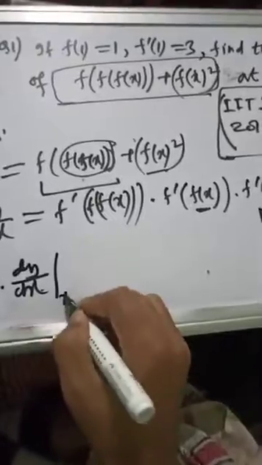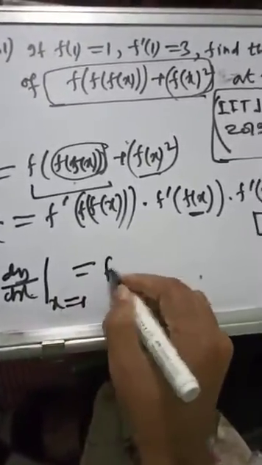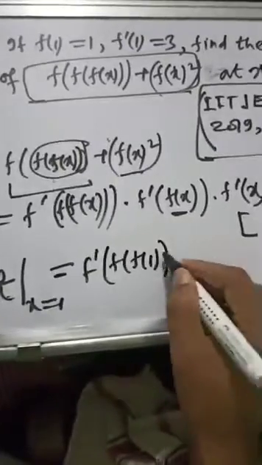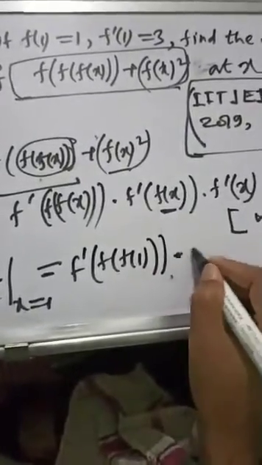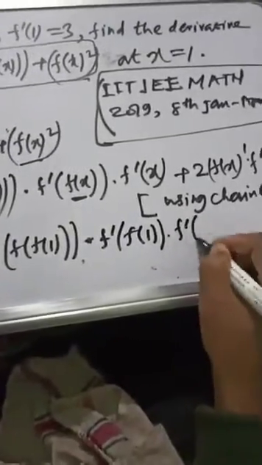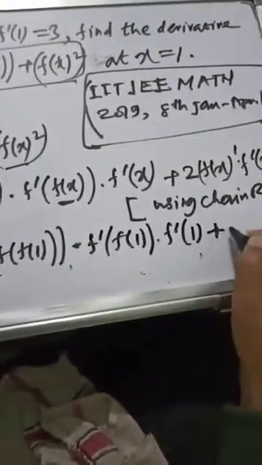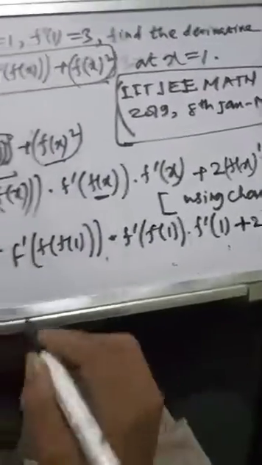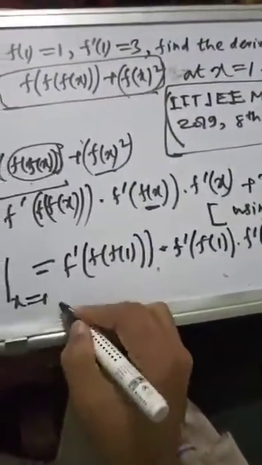Therefore, what is dy/dx at x equal to 1? Put x equal to 1 in place of x, so this becomes f of 1 into f dash f of 1 dash 1 plus 2 f of 1 into f dash 1.